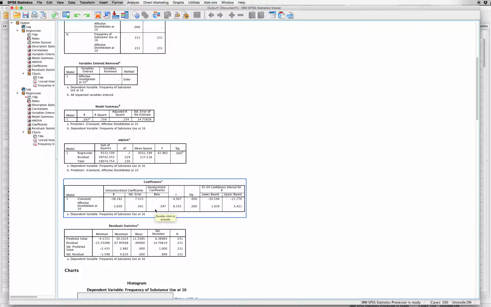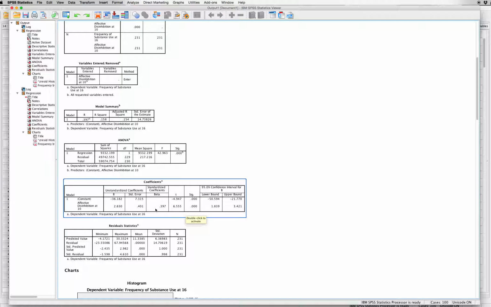For beta, which is our standardized coefficient, the value is 0.397, which rounds to 0.40. Basically, this tells us that a 1 standard deviation increase in affective disinhibition at 10 increases the frequency distribution by 0.40 standard deviations. These values can be positive, and they can be negative. When we have negative values, then you are talking about a decrease rather than an increase. And then we have t-values and significance related to that.